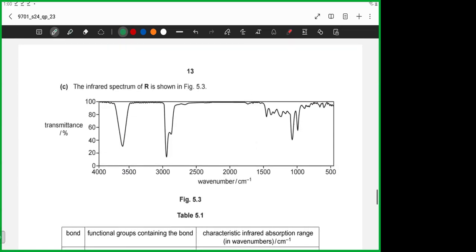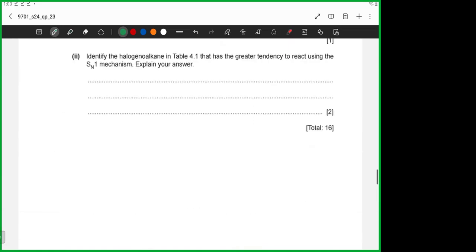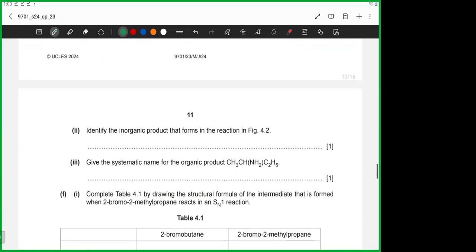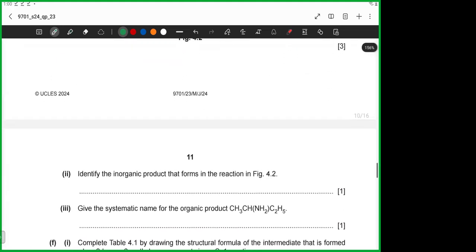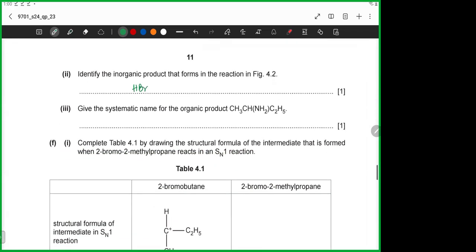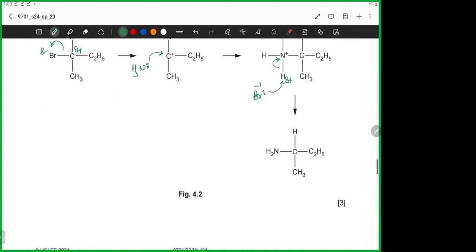So let's try. He's saying identify the inorganic product formed in the reaction. That's HBr. Give the systematic name for this thing. So what do you call this thing? Dative bonding? Nucleophilic addition. Okay. Safa, can you try and complete this paper?